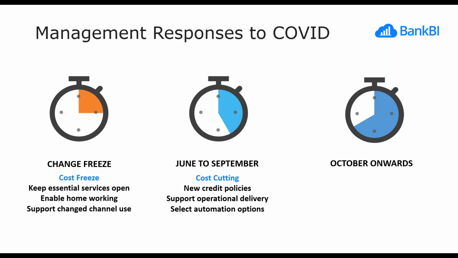From an operational perspective, a lot of the immediate measures taken by businesses post-lockdown are now being tweaked, we see, to make them more sustainable for the medium term. That includes operational delivery of services and support for customers as well as employees, and looking at selecting automation options for a number of aspects of the business.